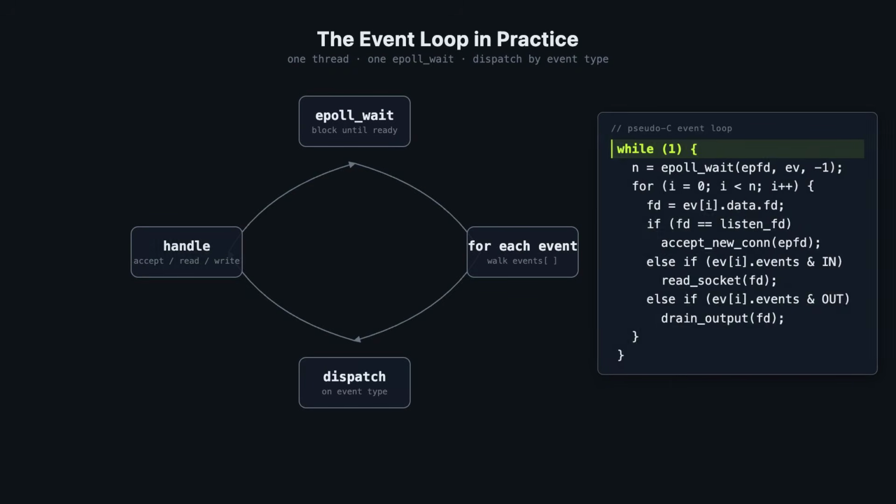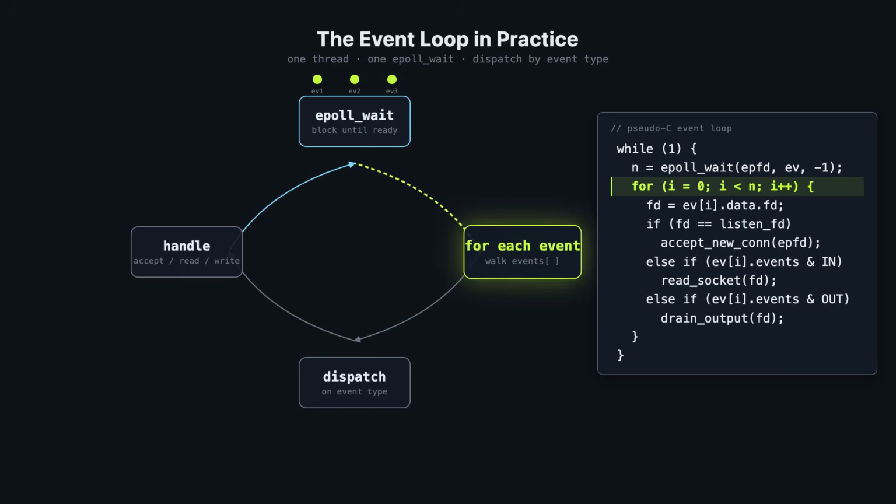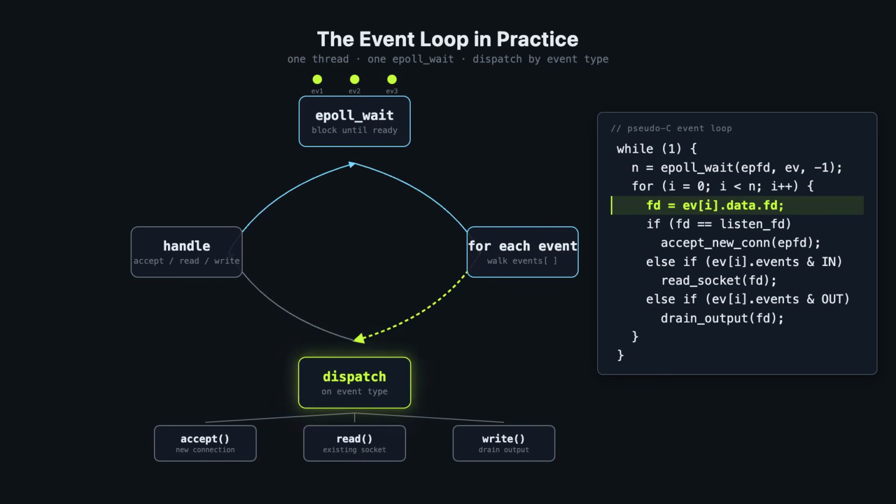Here's the pattern that powers basically every modern server. A single thread, an infinite loop. At the top of the loop, you call epoll_wait. The kernel hands you back the events that have happened since you last asked. You walk through that array. For each event, you dispatch on the type.